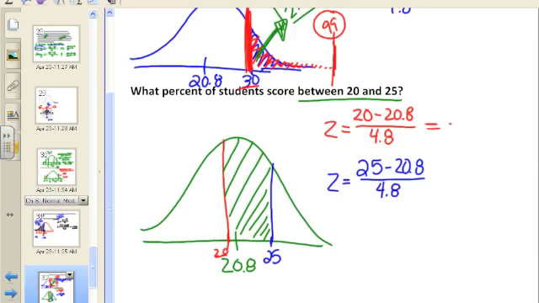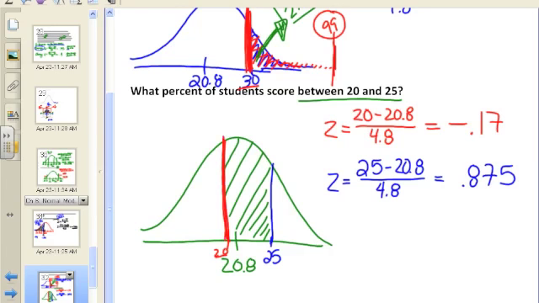My z-score for 20 is negative 0.17. My z-score for 25 comes out to be positive 0.875. You'll notice sometimes I rounded 2 decimal places, sometimes 3. Pick whichever one makes you happy. So again, my calculator needs to know z-scores. I can't say I'm looking between 20 and 25. I'm going to get some sort of crazy answer. So instead, I'm going to give my calculator z-scores.